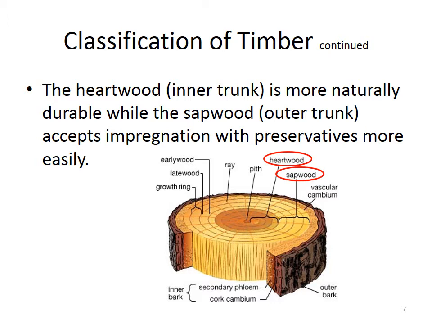Classification of timber continued. The heartwood, which is the inner trunk, we see in the diagram down there, we can see the heartwood is highlighted with a red circle around it there. It's the very inner trunk, okay, is more naturally durable, while the sapwood, which is the outer trunk, so the newer timber that's not as old, accepts impregnation with preservatives more easily.